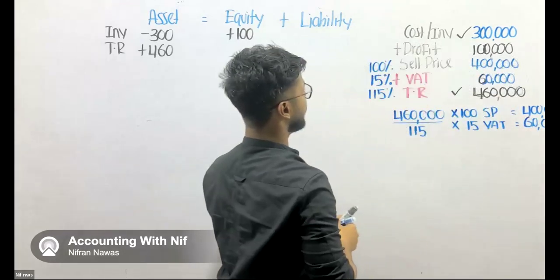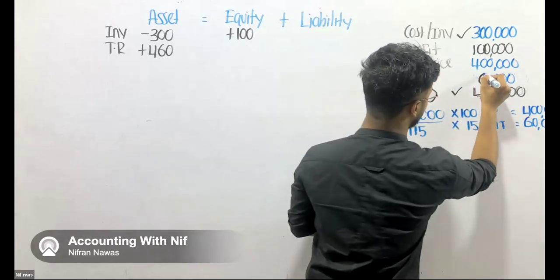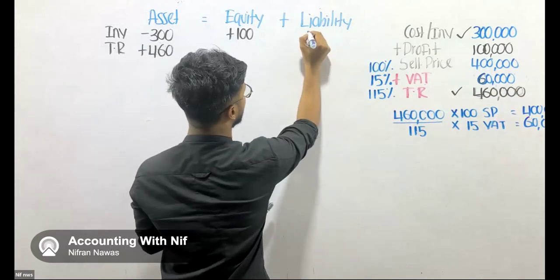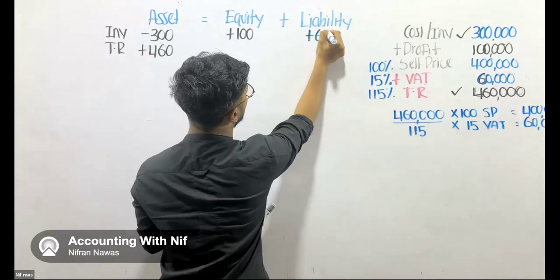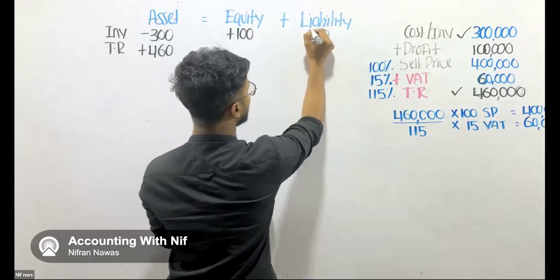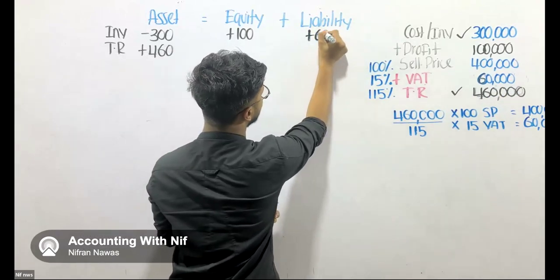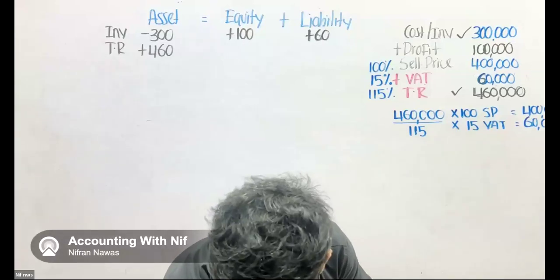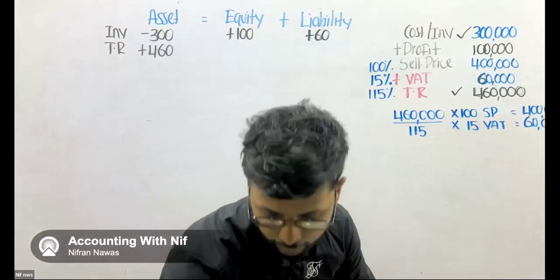Right. So VAT is 60,000, isn't it? VAT is 60,000 and it's a liability. Therefore, my liability would go up by 60. My liability would go up by 60. So you guys seem to know all these things. That's beautiful, right? Thank you, Yusuf.